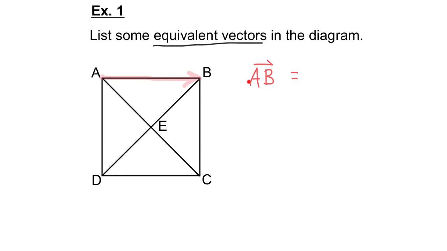So let's look at vector AB. I've shown it here from A to B, so I've got my arrow pointing this way. What is another vector that is the same magnitude, so the same size, and also the same direction? Well, the only other one that we have is down here from D to C. Those are equivalent vectors because they point in the same direction and they have the same magnitude. They are the same size.